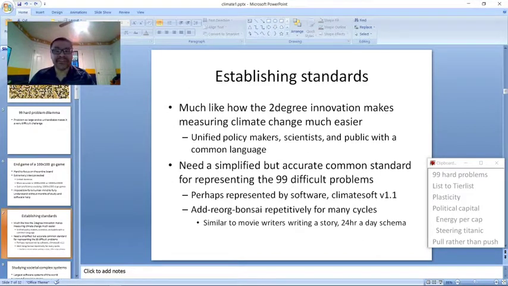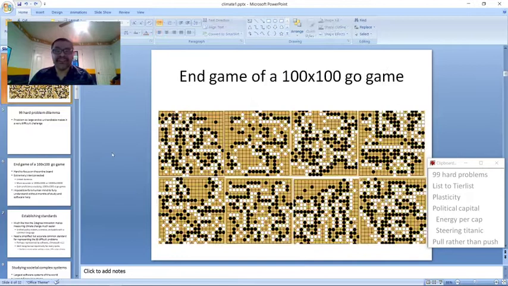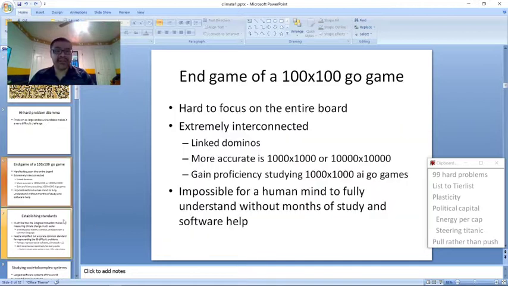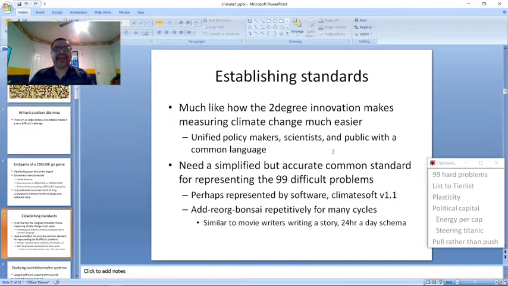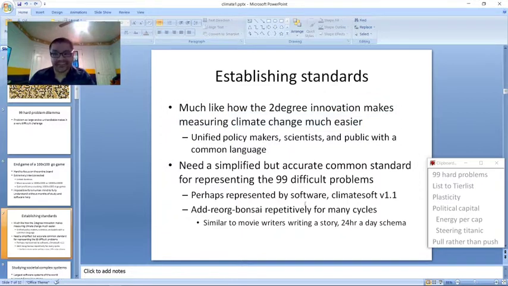Much like how the 2-degree innovation makes measuring climate change simpler, all of this is indicating that the Earth will warm to 4 degrees by 2050. How can we add to this innovation, make more innovations to make the representation simpler?